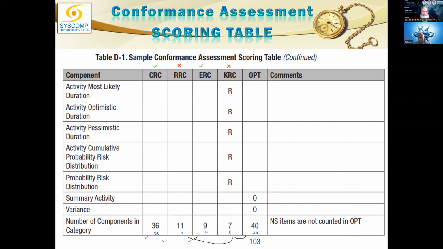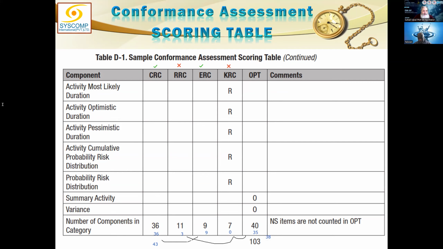So your total required score would be 36 plus 9, right? It is going to be 43. Okay. And your optional score will be 35 plus 9. No, sorry. 35 plus 0 plus 3. So it will be 38. Now, this is your score.